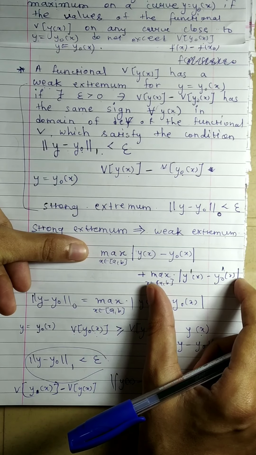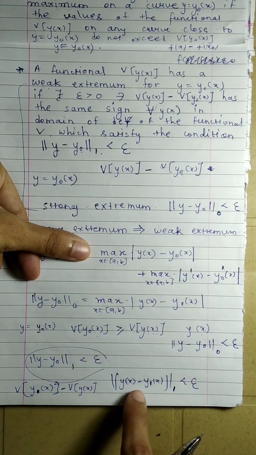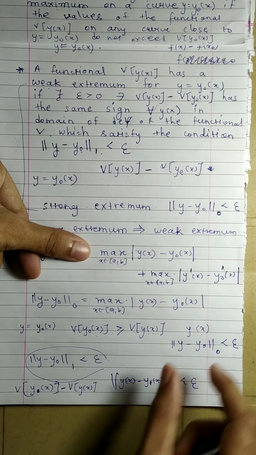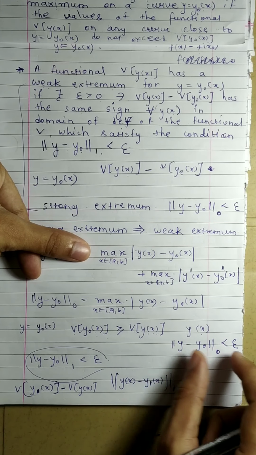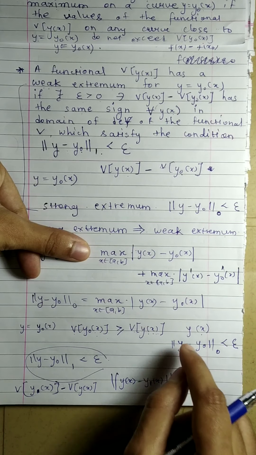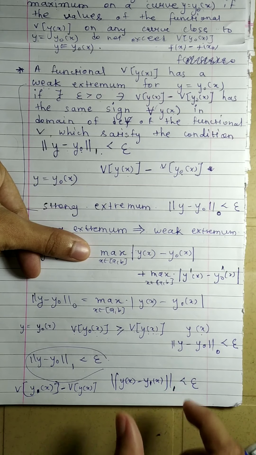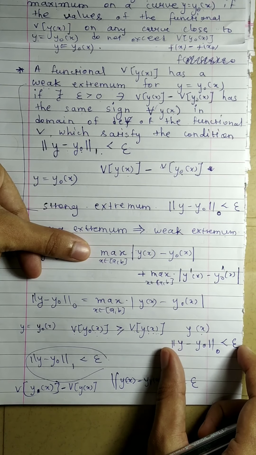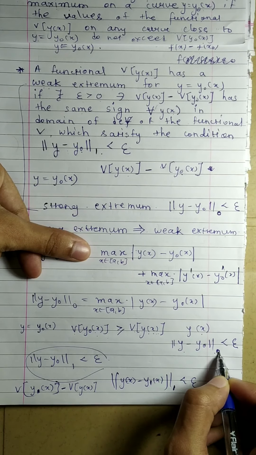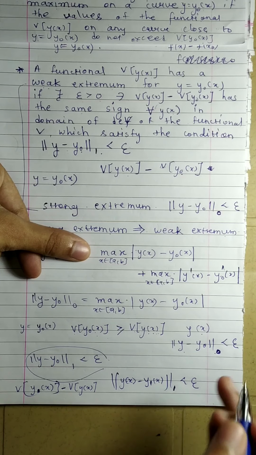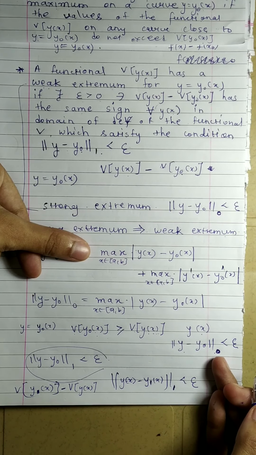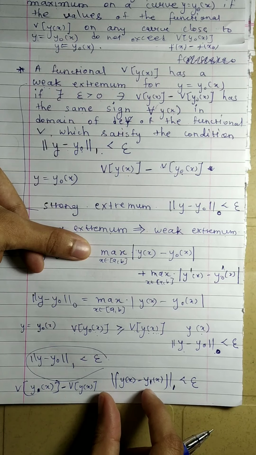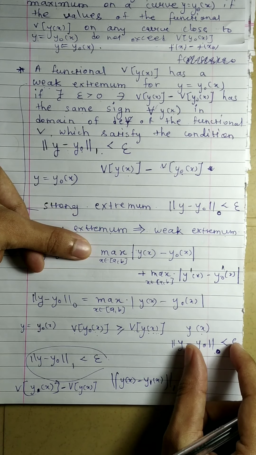Now, if I want to say that all these curves will also satisfy norm 0 less than epsilon, that will be true. They will also satisfy norm 0, but there may be some y of x left out which is not satisfying this y1 norm, but it may satisfy this norm 0, and we won't be considering that y of x here. And therefore I cannot say that if it is having the weak extremum, it will have a strong extremum.